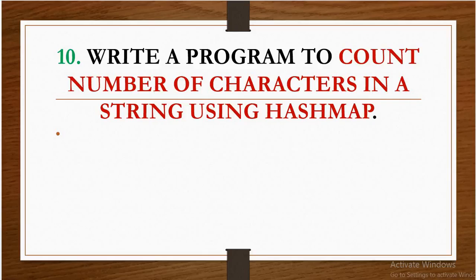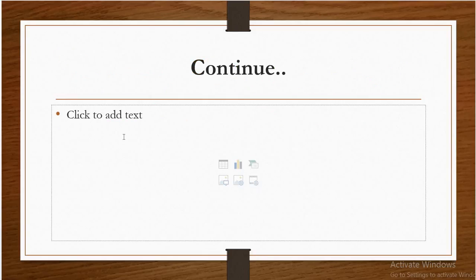Now let's see the last program, number 10. Write a program to count the number of characters in a string using hash map. For example, we have one string like name and we need to count its characters, how many times a and how many times b. How do we count? For example, we have one string name is equal to Mankirat.